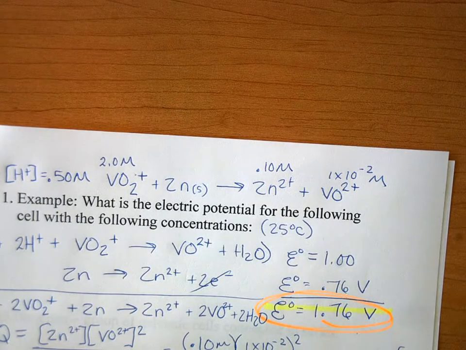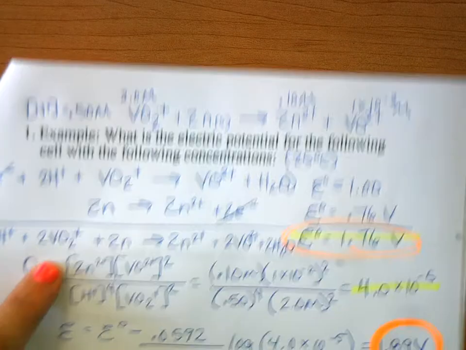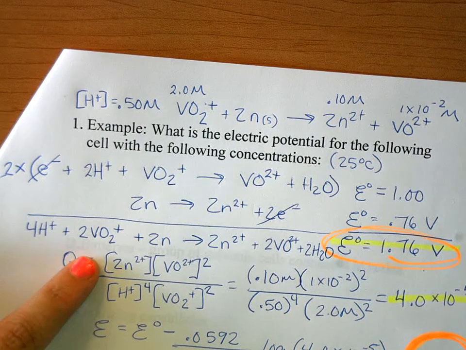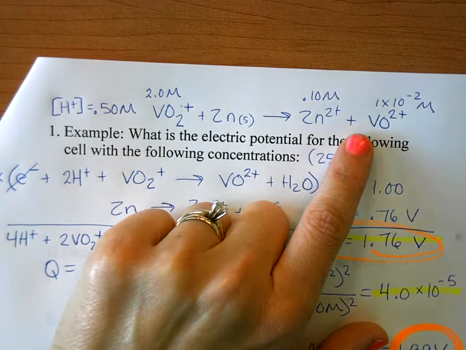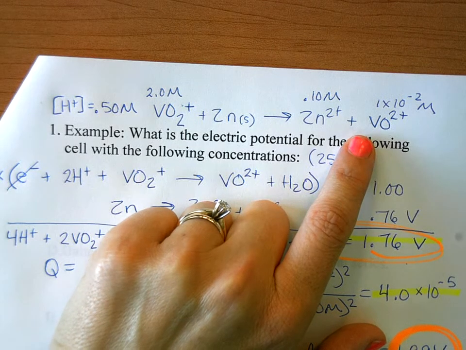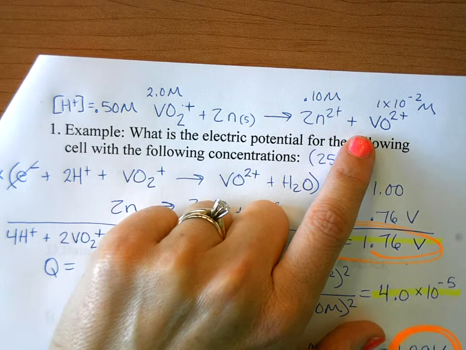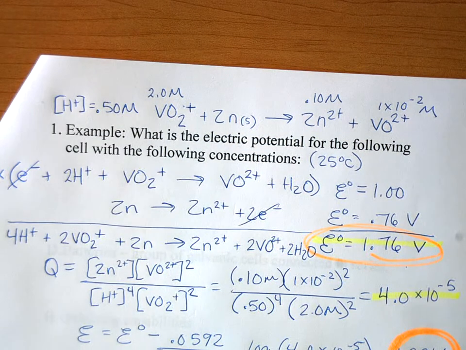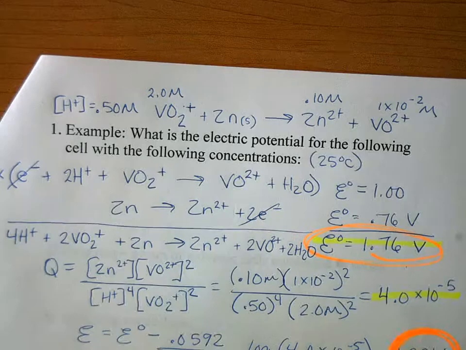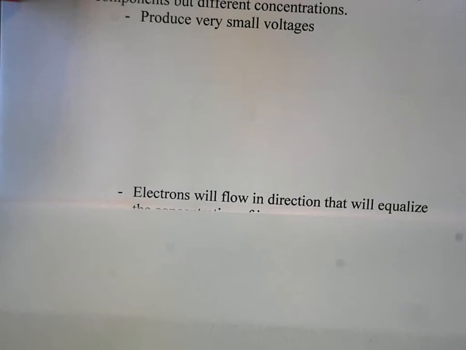And you can think about that as, on your reactant side, these concentrations, I had 2 molar and 0.5 molar, are bigger numbers than the ones over here on the right. And so if you think about Le Chatelier's, it's going to shift to the right because they have more reactants. And because it's shifting to the right, it's going to be producing more voltage.